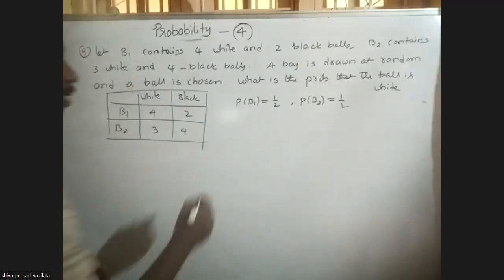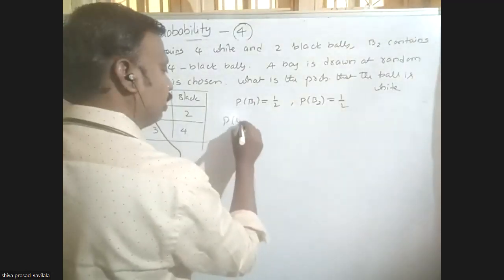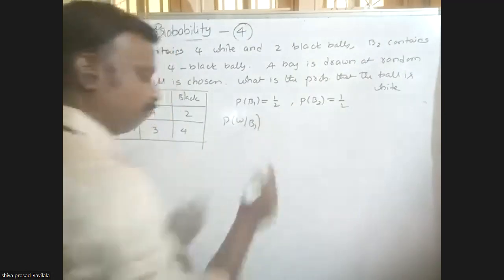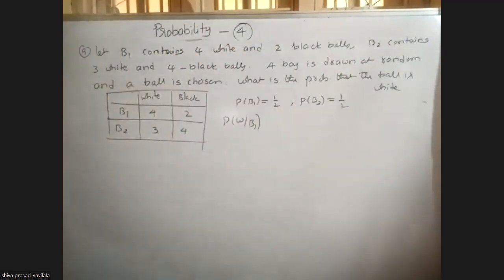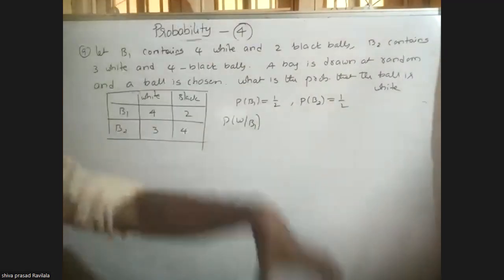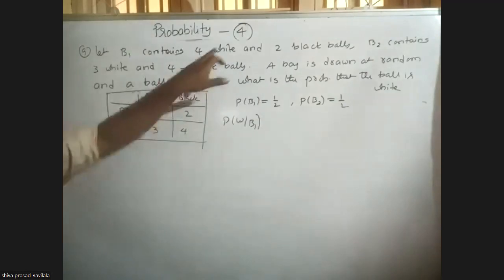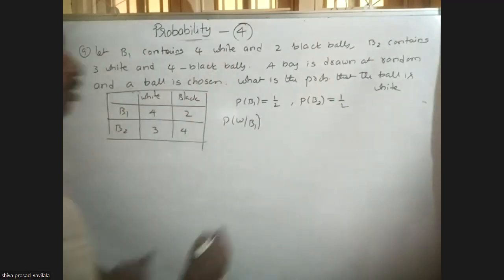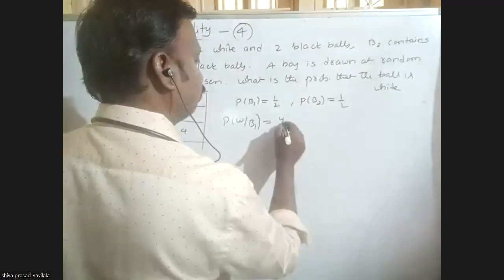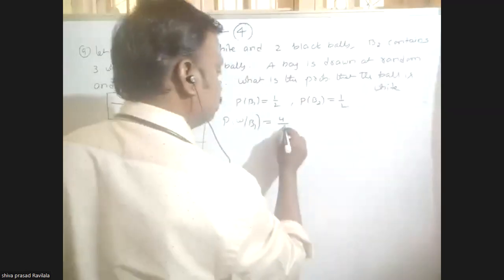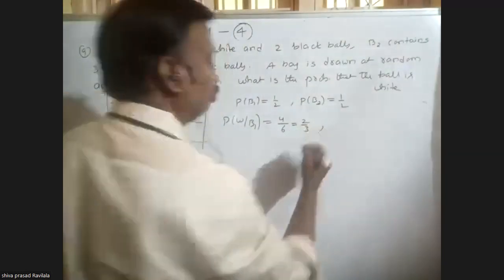And next one, probability of drawing a white ball from B1. We are picking a white ball from B1 bag. How many white balls here? 4. That is equal to 4 by 4 plus 2, 6, which is equal to 2 by 3.